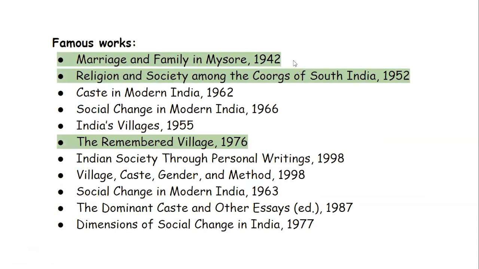Let's go through the famous works. Marriage and Family in Mysore, 1952. Religion and Society Among the Coorgs of South India, 1952. Caste in Modern India, 1962. Social Change in Modern India, 1966. India's Villages, 1955. The Remembered Village, 1976. Indian Society Through Personal Writings, 1998. Village, Caste, Gender and Method, 1998. Social Change in Modern India, 1963. The Dominant Caste and Other Essays, 1987. And The Dimensions of Social Change in India, 1977. At least try to remember these 3 books.